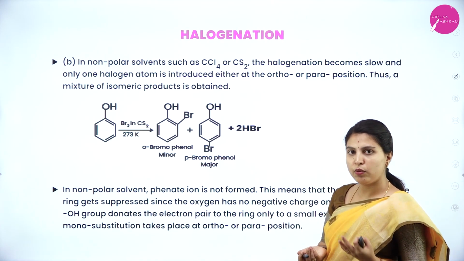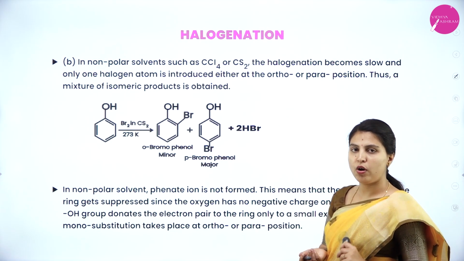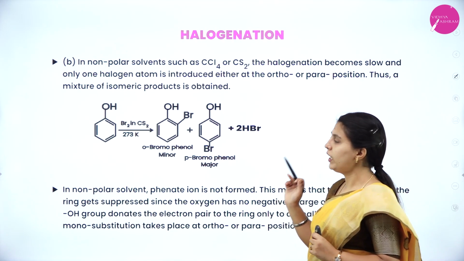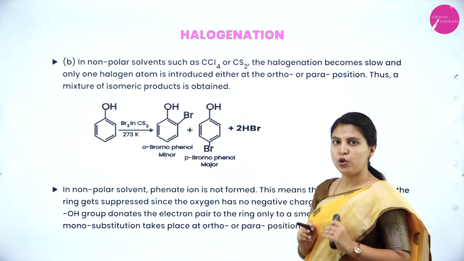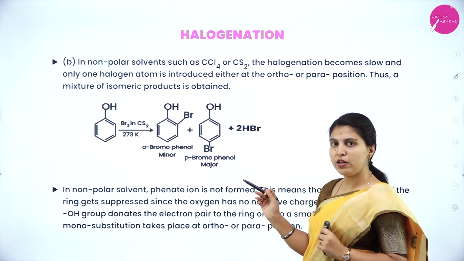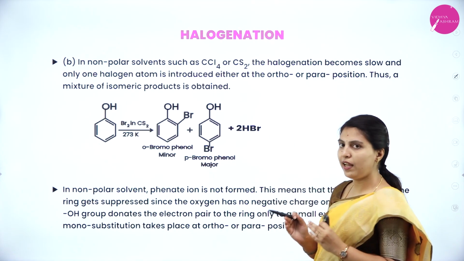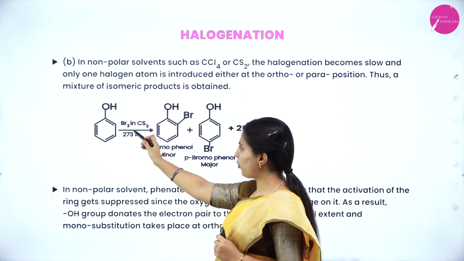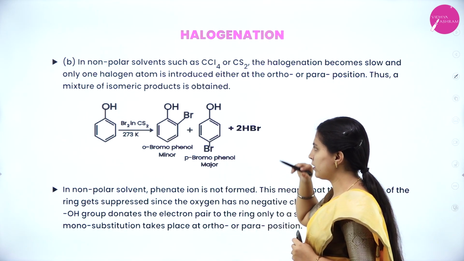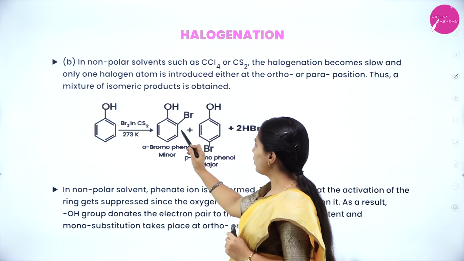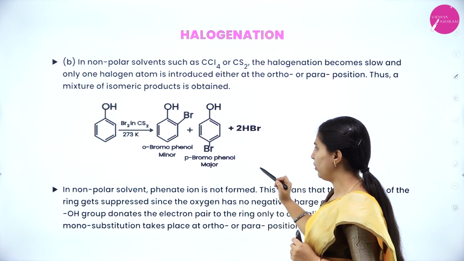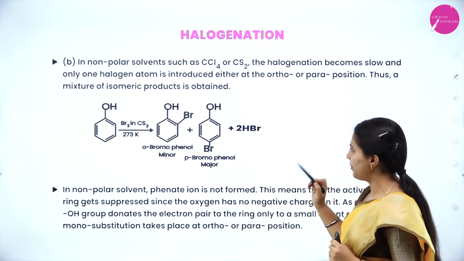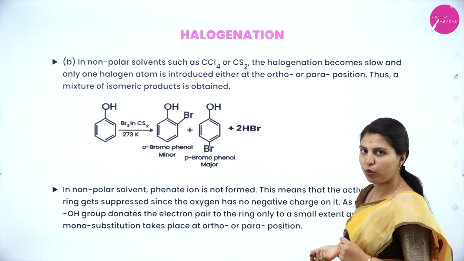Like in polar solvent like water, it will form tri-substituted compound, but in non-polar solvents like carbon tetrachloride or carbon disulfide, it will form only one substituted compound. Either it will form at ortho position or at para position, and here isomers could be expected in the product. Phenol reacted with bromine in carbon disulfide solution, which is a non-polar solvent, forms orthobromophenol and parabromophenol. But orthobromophenol is the minor product, parabromophenol is the major product, with the liberation of hydrogen bromide.